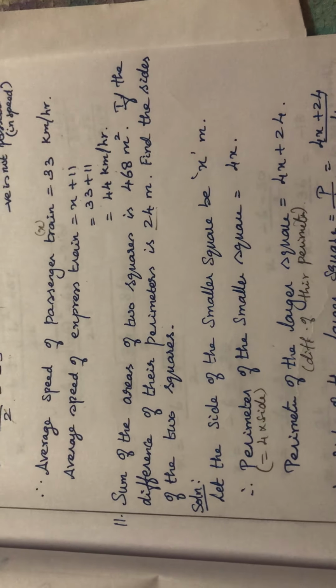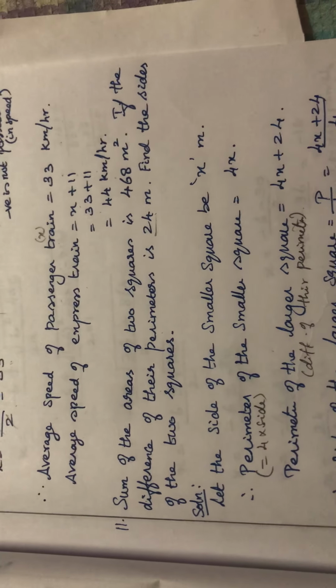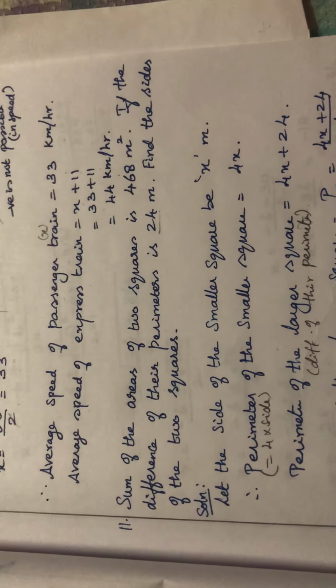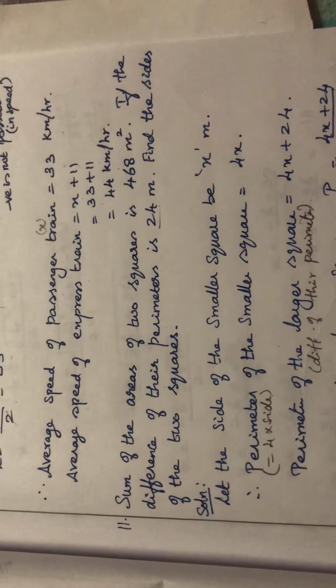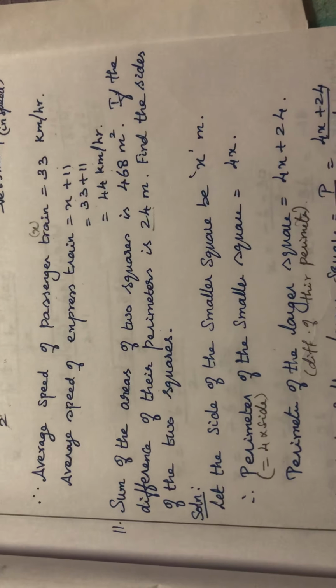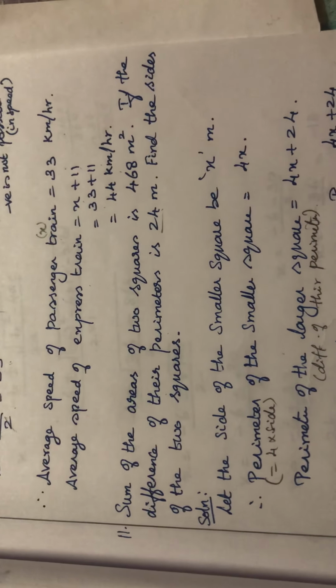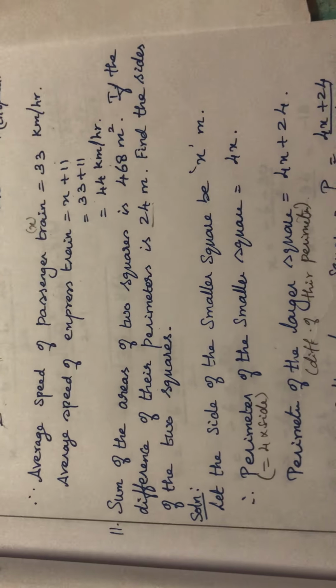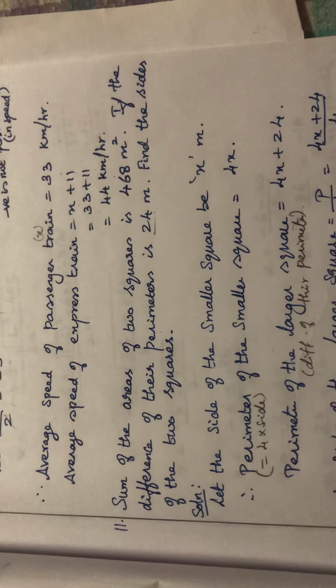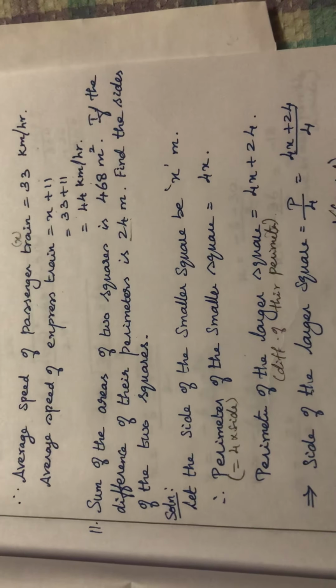One we are going to take as smaller, another we are going to consider as larger, since the difference of the perimeter is given, so one will be small and one will be large. Sum of the squares is given as 468. The difference of their perimeter is given as 24 meter. Find the sides of the two squares. They are asking you to find what will be the sides of the two squares.